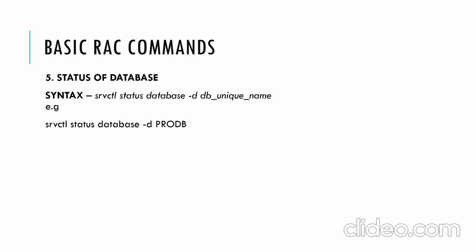How do we check the status of a RAC database? The syntax is srvctl status database -d db unique name. Example: srvctl status database -d proddb.